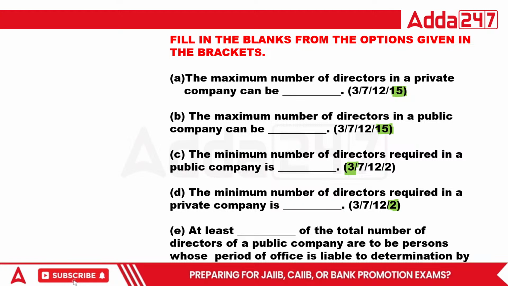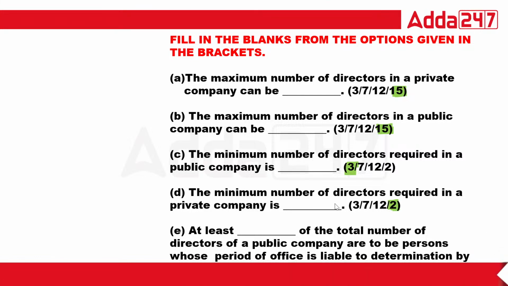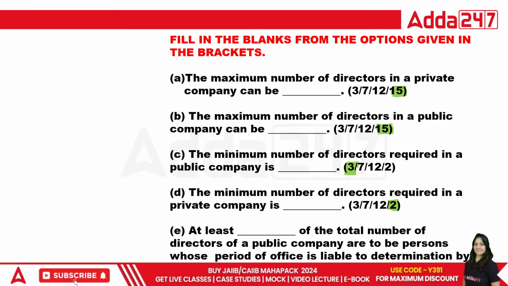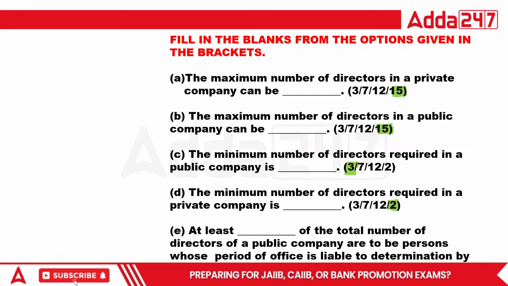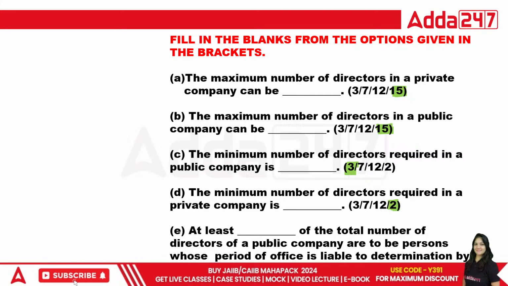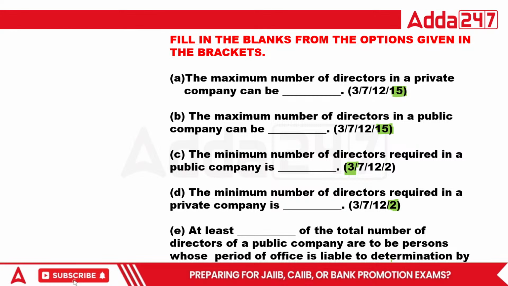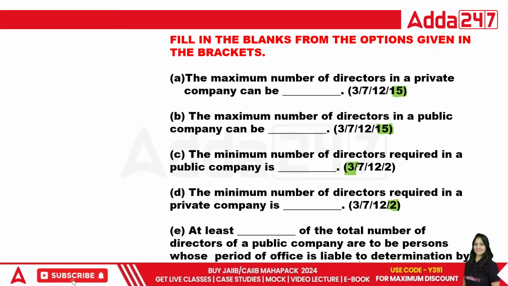At least dash of the total number of directors of a public company are to be persons whose period of office is liable to determination by retirement by rotation. At least 2 by 3rd of the total number of directors of a public company are to be persons whose period of office is liable to determination by retirement by rotation.